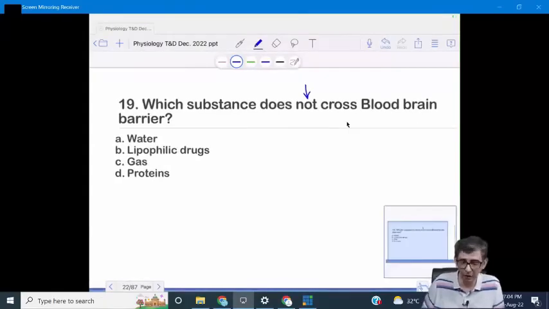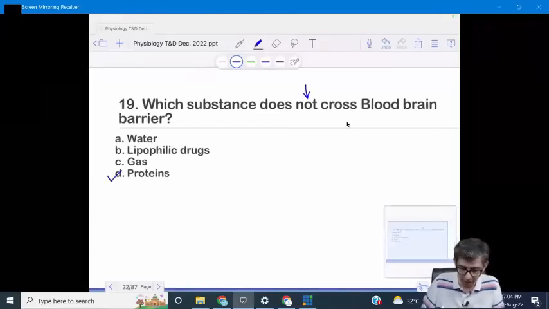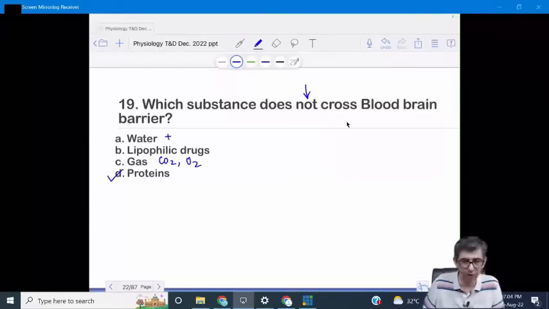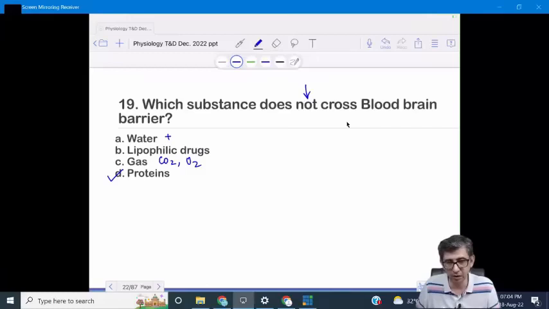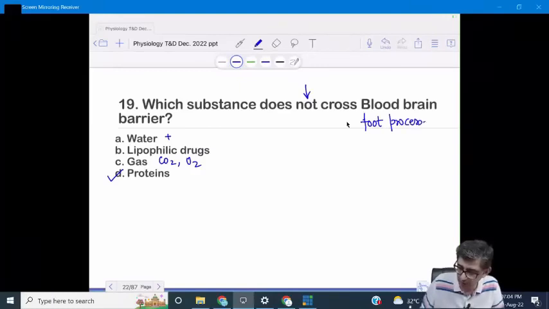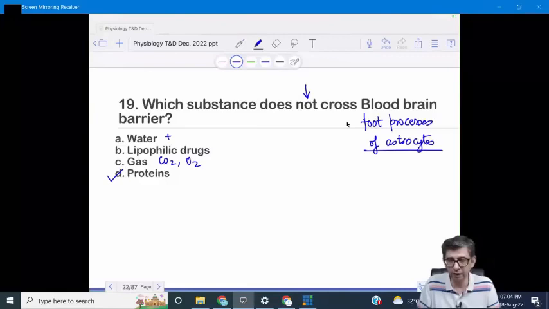That would be proteins. Water is of course freely permeable. Gases like carbon dioxide and oxygen can also travel very easily. Lipophilic drugs, meaning fat soluble drugs, can also travel very easily across the blood-brain barrier. The blood-brain barrier is composed of, as asked in the previous year, the foot processes of astrocytes. It is freely permeable to oxygen, carbon dioxide, water, and fat soluble drugs, but is not going to allow transport of proteins. Answer to 19 is D.